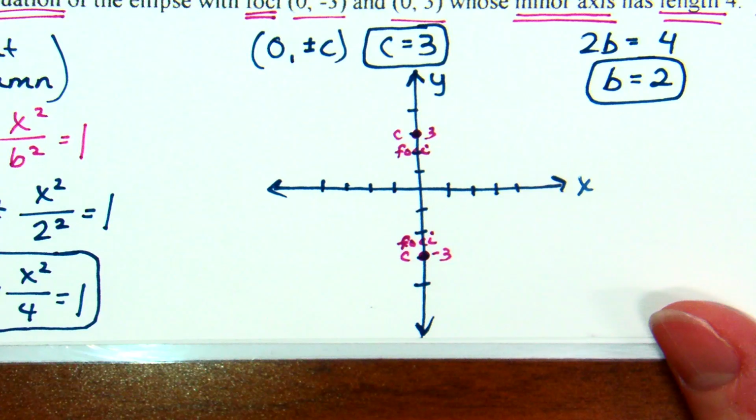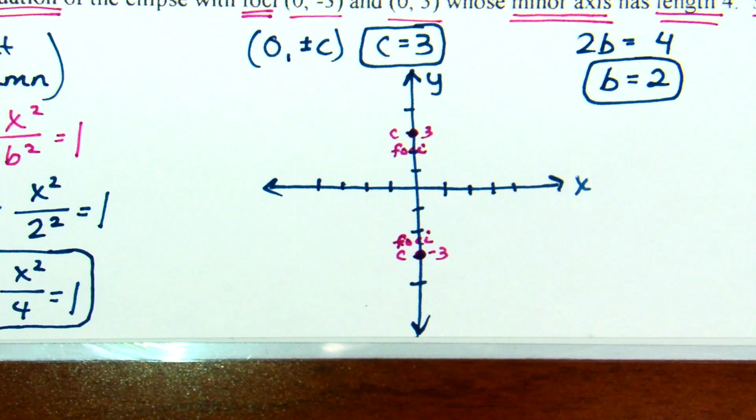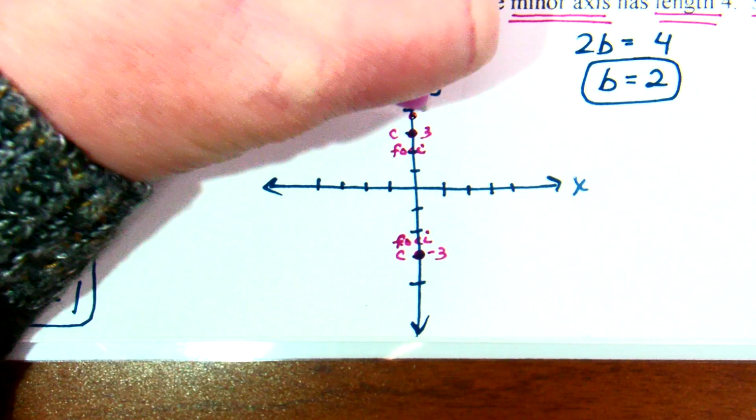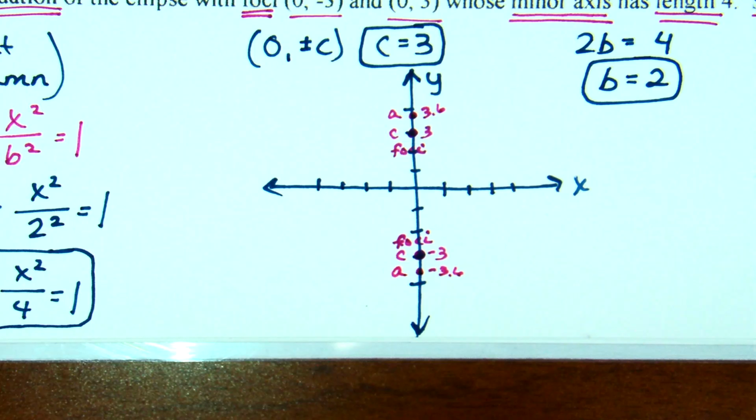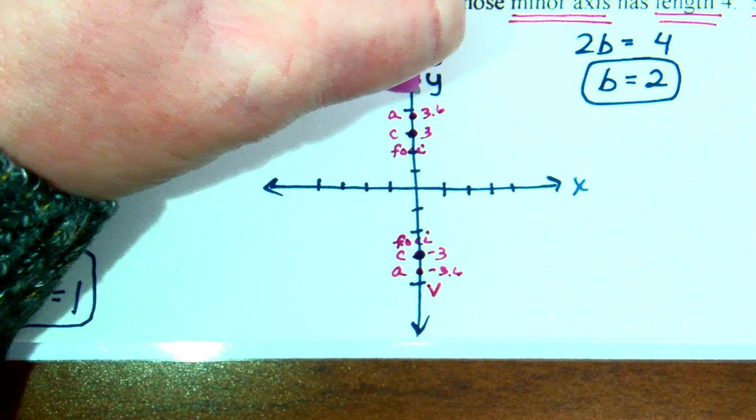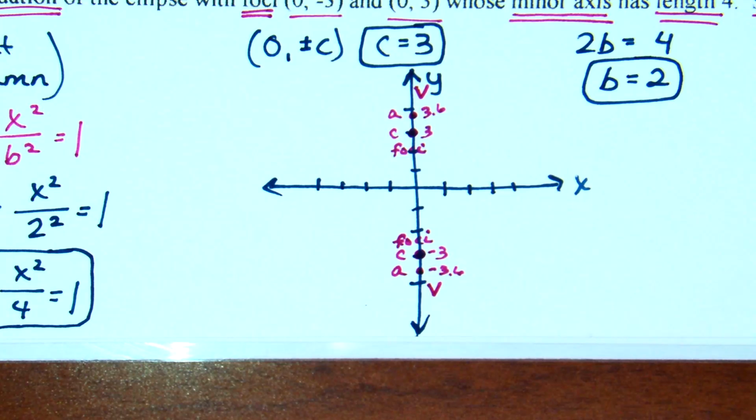So my A values, vertices, according to the chart, 0 plus or minus A. So I'm going to go up 3.6. And I'm going to go down 3.6. That's using my A value there. Those are my vertices, right? Remember your vertices are at the ends of your major axis. That is as far as the major axis goes, those are the final endpoints. Foci are inside your vertices.